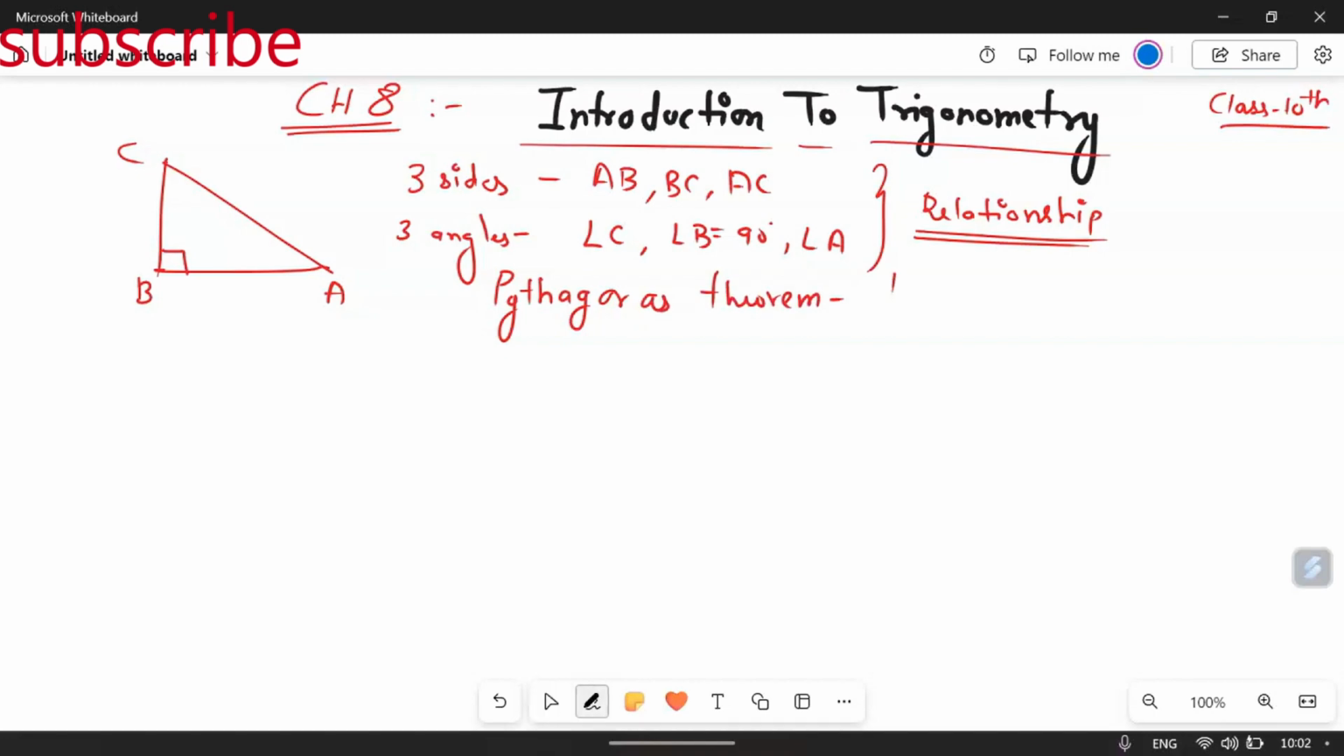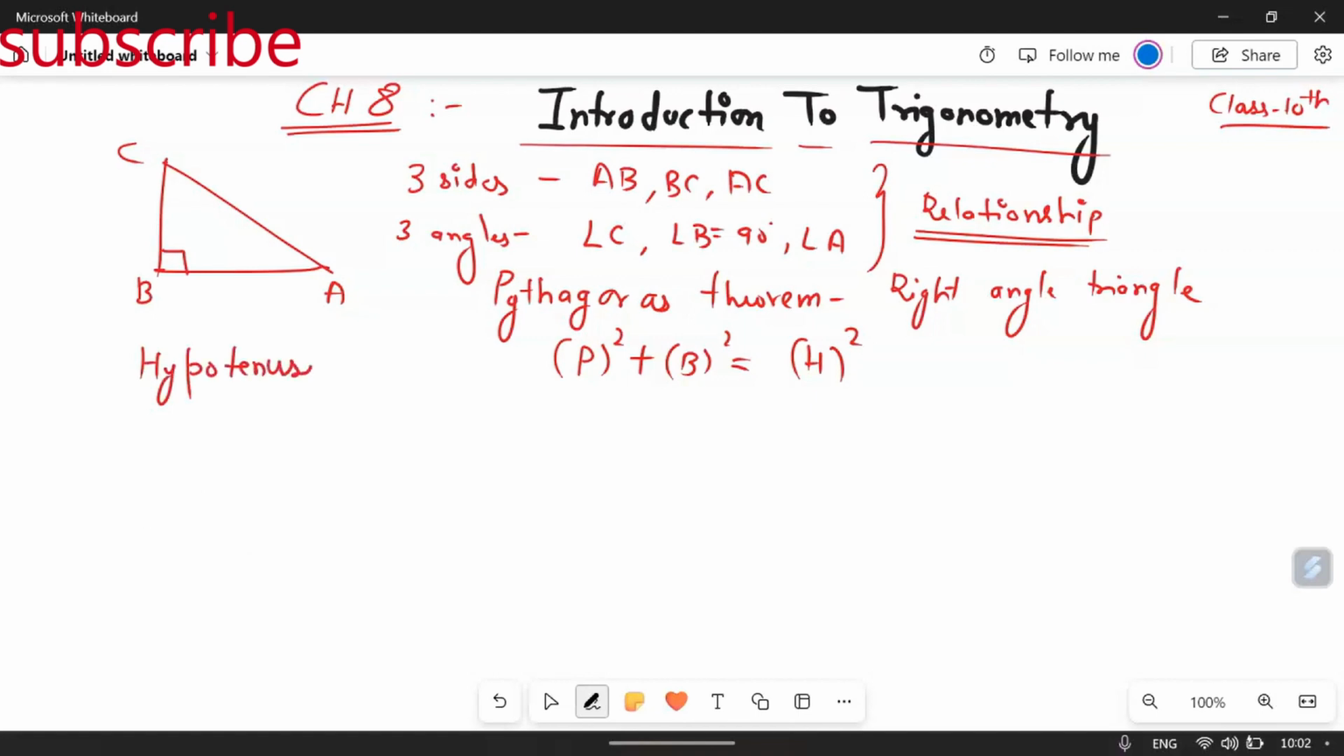It is always applicable in a right angle triangle, and it relates the sides to the hypotenuse. So what Pythagoras says is that the perpendicular square plus base square will give you the value of hypotenuse square. First we need to understand what is hypotenuse. So in this triangle, how can we identify the hypotenuse? It is always opposite to the 90 degree angle, always opposite.